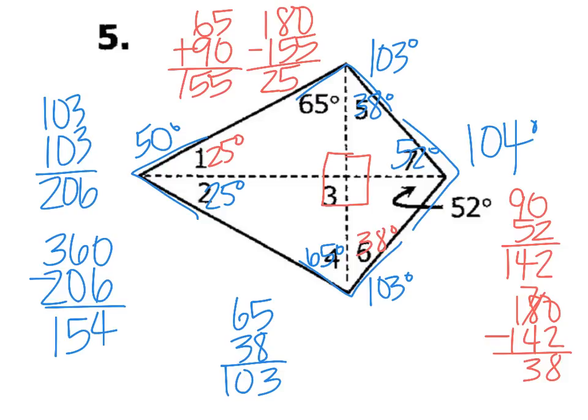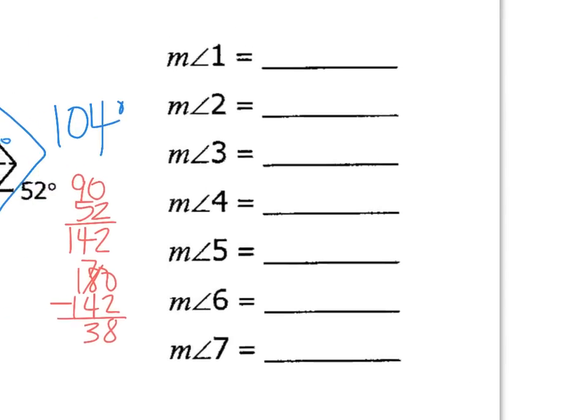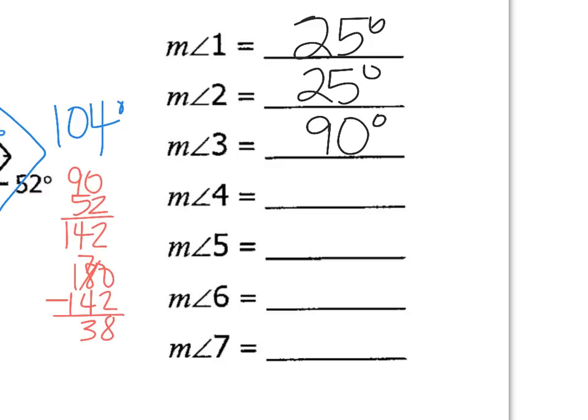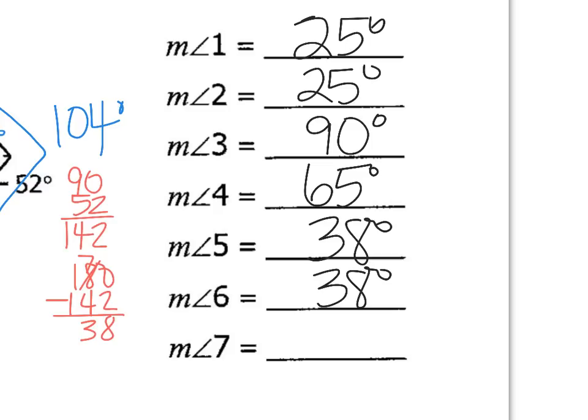Alright, oh well, it's not going to work. Let's just move over here and fill these in. The measure of angle 1 is going to be 25, we found. You can rewind the video and see that. Measure of angle 2 is also 25. Measure of angle 3 was 90. Measure of angle 4 is 65. Measure of angle 5 is 38. Measure of angle 6 is also 38. Measure of angle 7 is 52 degrees.